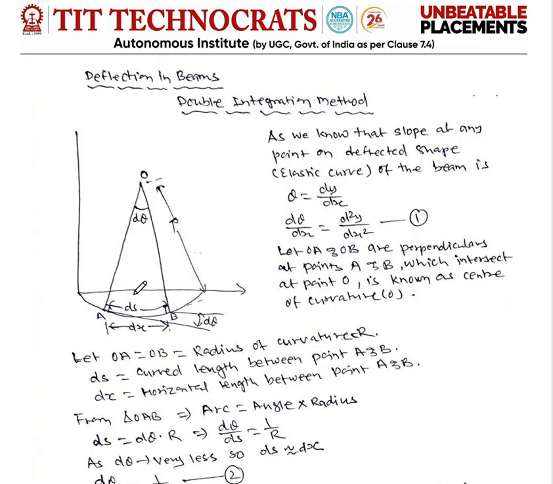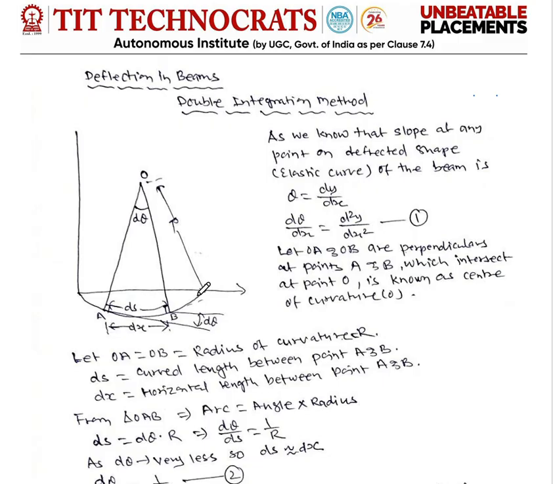Before loading, this one is the neutral axis of the beam. Now suppose we are applying any load on this beam, that is not represented here. Then due to that loading, this one is the deflected shape of the beam. This is also known as the elastic curve of the beam. And we want to derive the differential equation for this deflected shape of the beam, or elastic curve of the beam.